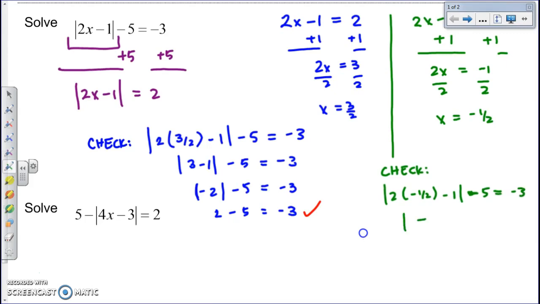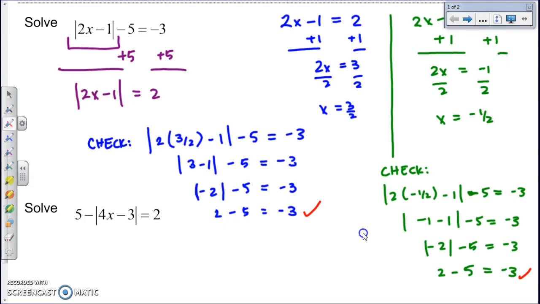We'll have negative 1 minus 1. Yep. The absolute value of negative 1 minus 1, minus 5, equals negative 3. And then we'll have the absolute value of negative 2, minus 5, equals negative 3. 2 minus 5 equals negative 3, and this is true. So both answers are good.